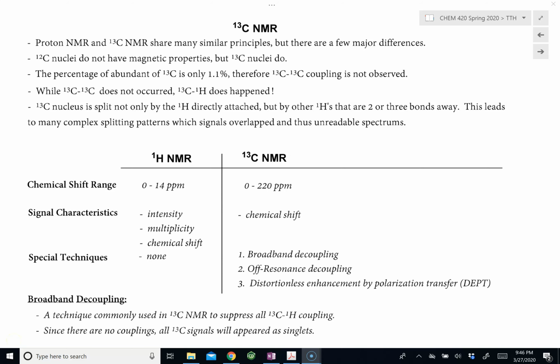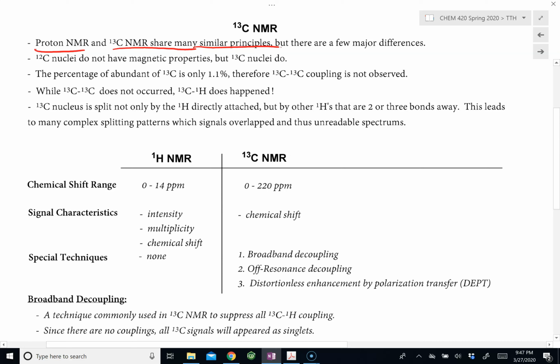In this video, we will discuss carbon-13 NMR. First, we'll go over the general principle of carbon-13 NMR. Following that, we'll talk about the signal characteristics of carbon-13 NMR, as well as some of the special techniques that we use in carbon-13 NMR.